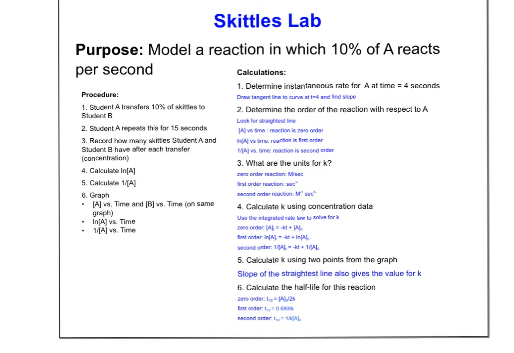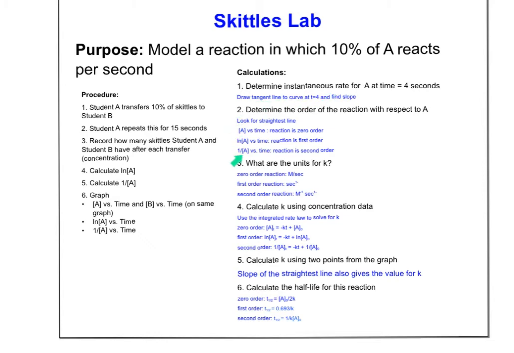This was just a practice lab. You had a bunch of Skittles, and you had 10% react each time, and you made some graphs. You continued to do this for about 15 seconds, which means 15 passbacks. You made a big data table for concentration, which was number of Skittles, natural log of concentration, and 1 over concentration. You made graphs. You practiced instantaneous rate, which was just finding the slope of a tangent line.